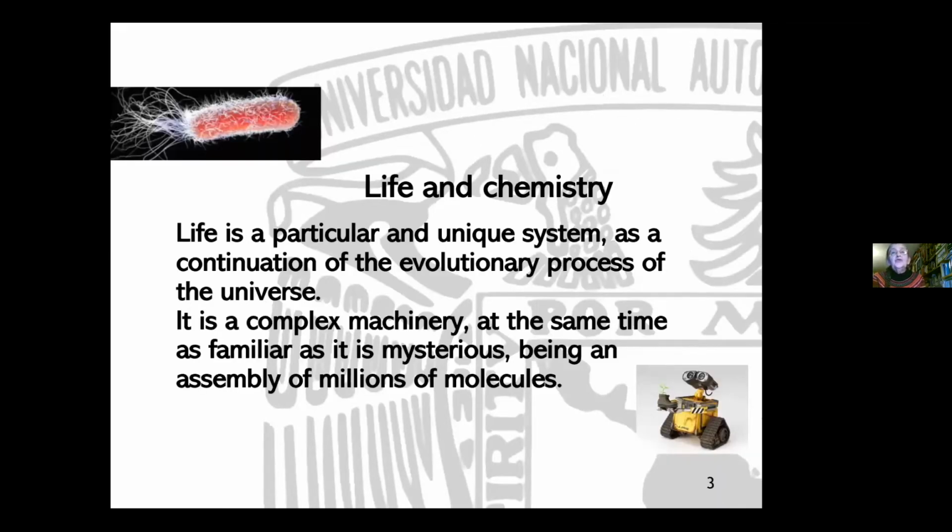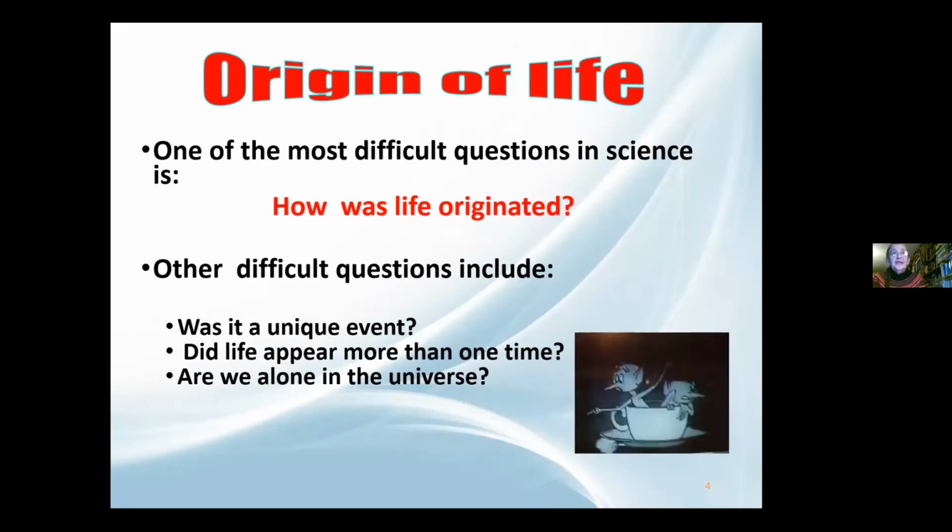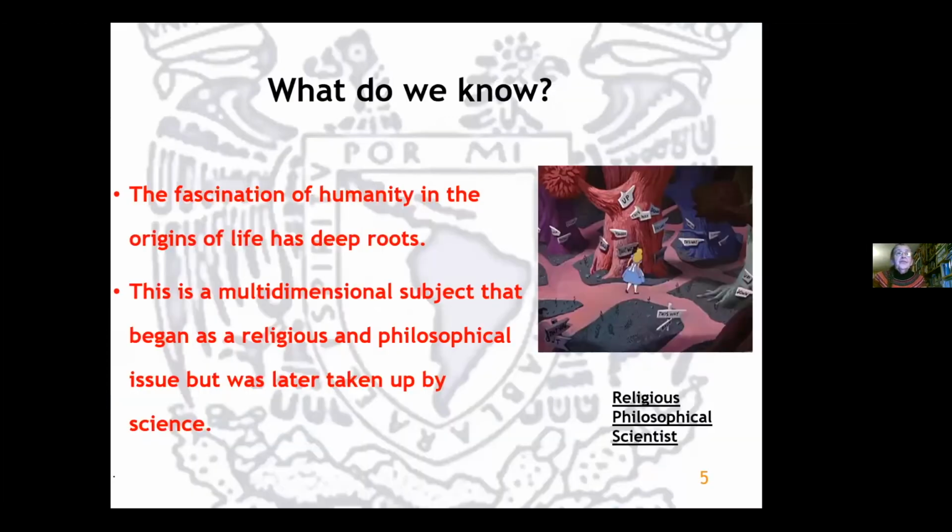Life is a particular, a unique system, a continuation of the evolutionary process of the universe. It is a complex machinery, as familiar as it is mysterious, being an ensemble of millions of molecules. How life originated is one of the most difficult questions in science. Other questions associated with this are: was it a unique event? Are we alone in the universe? So, the fascination of humanity with the origin of life has deep roots. This is a multidimensional subject that began as a religious and philosophical issue, but was later taken up by science.